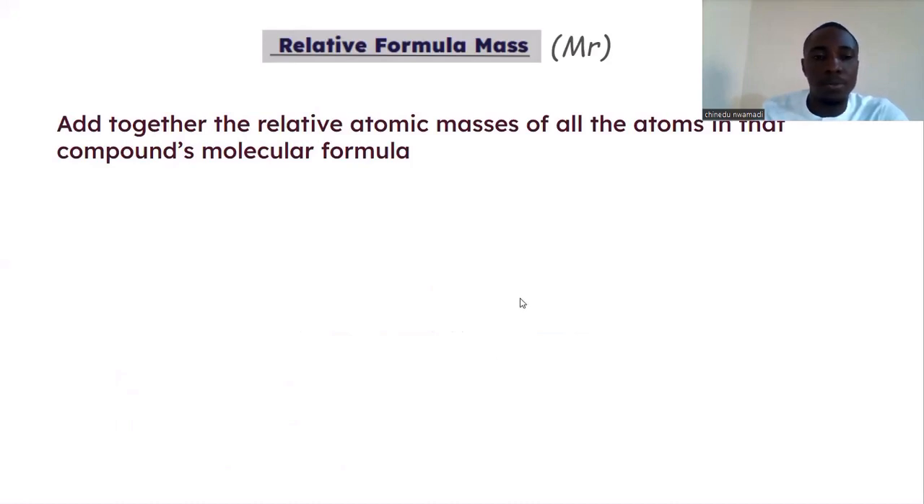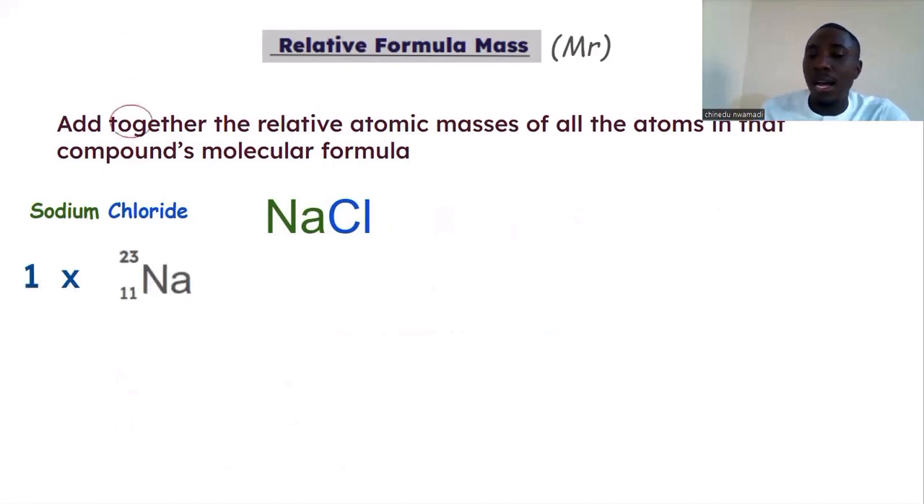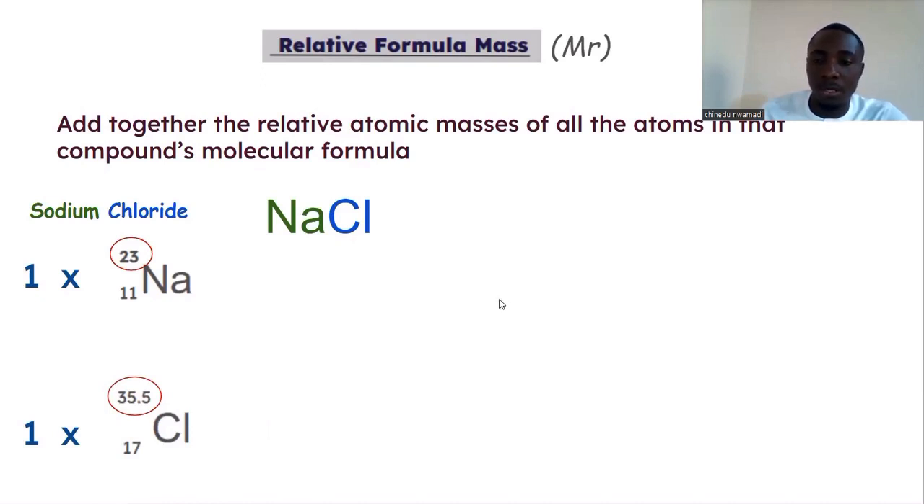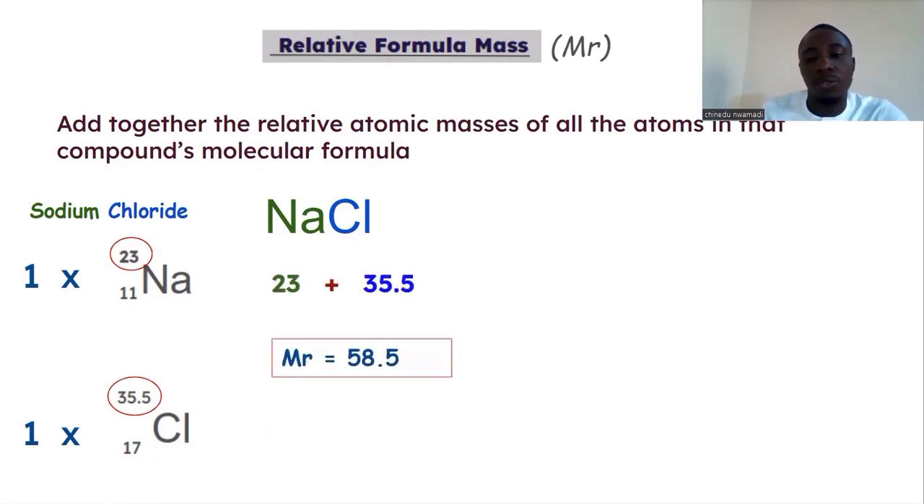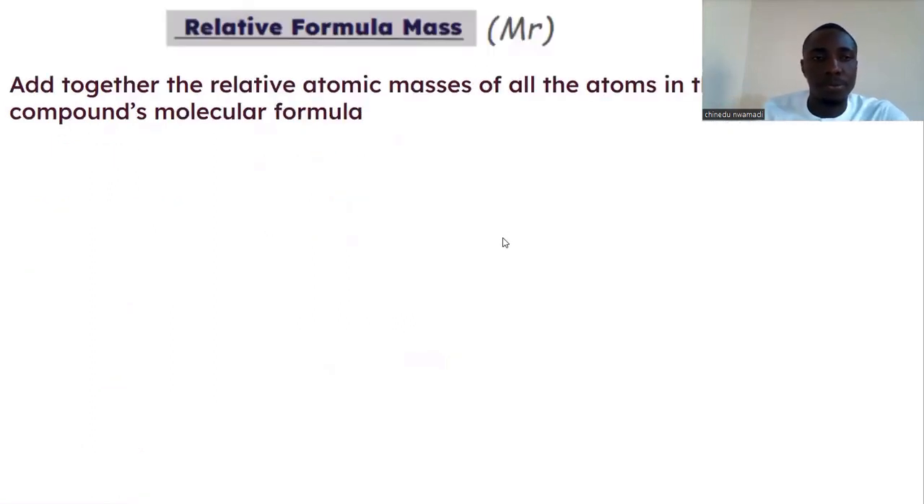Now, let's look at an example. Sodium chloride with the molecular formula of NaCl, okay? We have one atom of sodium in this compound multiplied by its atomic mass. So we have one atom of chlorine in this compound multiplied by its relative atomic mass. So, like I said, add together the relative atomic masses of all the atoms in this compound. So we have 23 plus 35.5, which will give us our Mr to be 58.5. Okay, good.